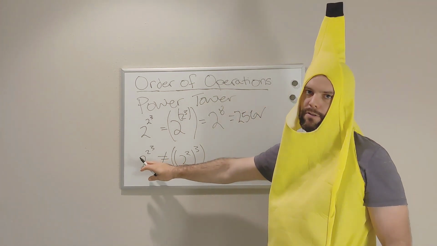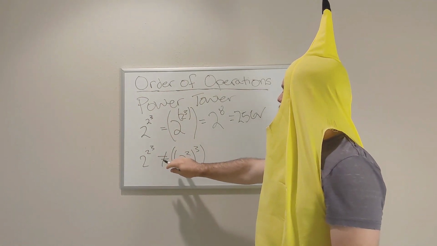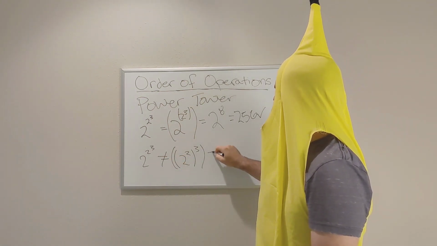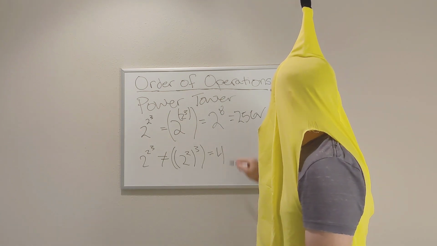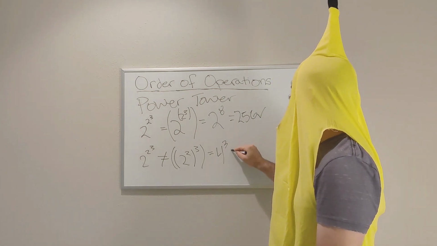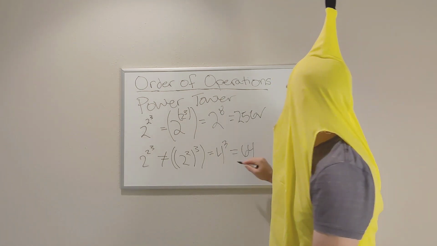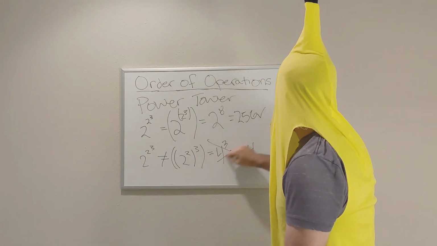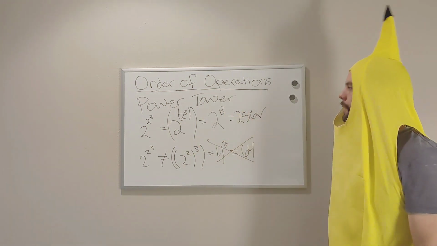This is just showing what the wrong way to do it is. We don't want to do it this way. If we did the bottom first, what would we get? Well, we get 4, and we have 4 cubed, and 4 cubed is 64. But this is not how we want to do it. We want to do it this way.